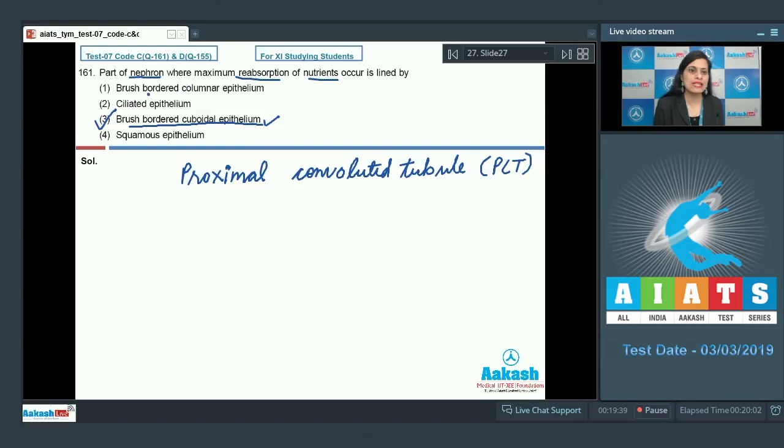The very first option given is brush-bordered columnar epithelium, and this is an incorrect option. It lines intestine. The next option is ciliated epithelium, and this is an incorrect option. Ciliated epithelium is found in bronchioles as well as in fallopian tube. And the last option is squamous epithelium, and this is an incorrect option. Squamous epithelium is present in walls of blood vessels. So the correct answer to this question is option number 3. Let's discuss our next question.